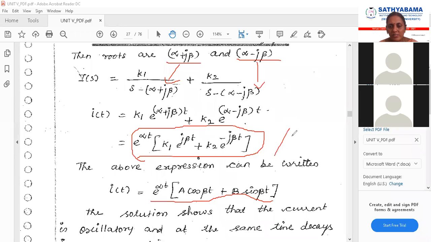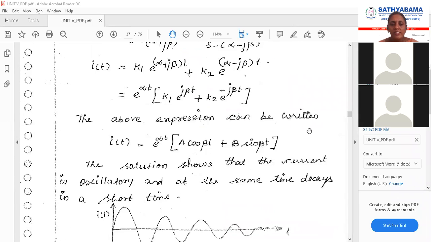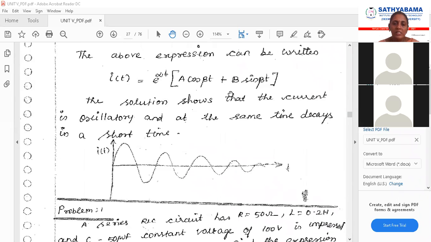Or you can stop with this. This will also do. No issues that you have to write the last statement. Okay. Clear? This is about the RLC transients, and here the solution shows that the current is oscillatory.